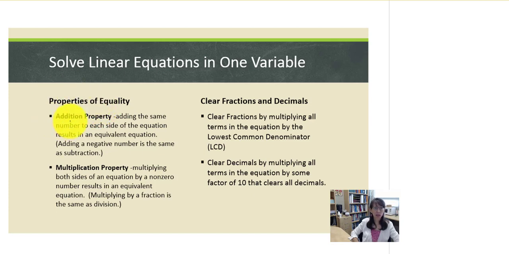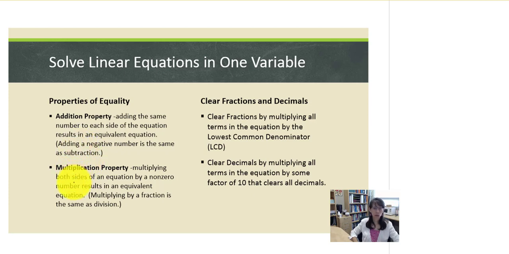One property is called the addition property of equality, and that means if we're adding the same number to each side of the equation, that will result in equivalent equations. So if we add a negative number to one side, we need to add a negative number to the other side. Adding a negative number, remember, is the same thing as subtraction. So the addition property really encompasses both adding or subtracting a number from both sides of the equation.